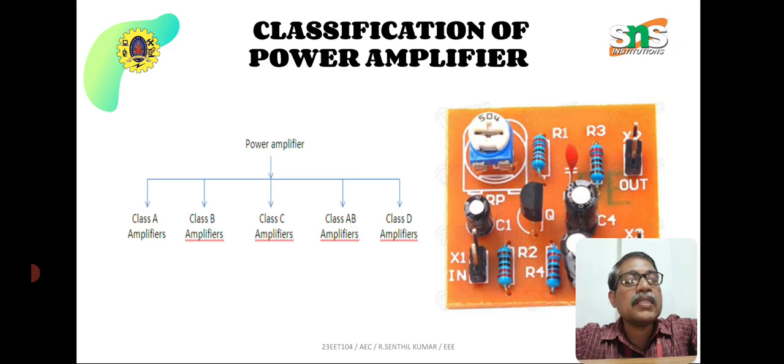The right hand side shows the circuit diagram, the PCB board, where transistors, capacitors, resistors, and a potentiometer come into the picture. Now let us see a Class A power amplifier.